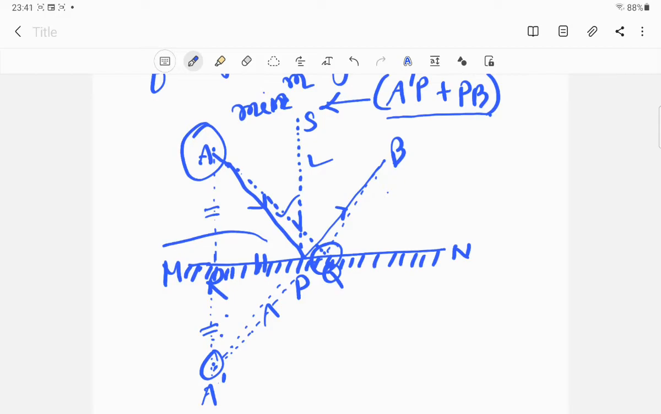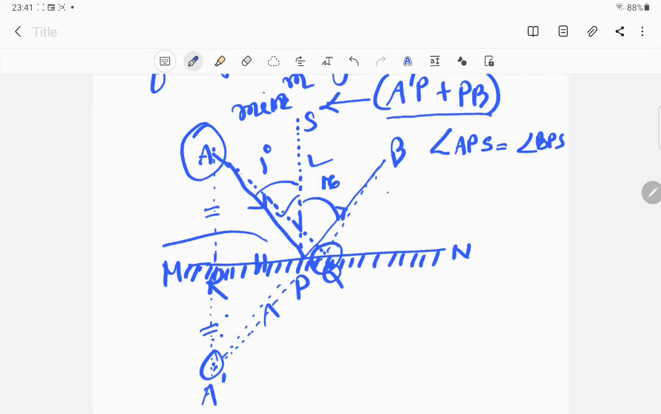Now next thing is that we need to prove that angle of incidence is equal to angle of reflection. That is the law of reflection. Now if I consider the point P, then what happens? This is the angle and this is the angle. This is the angle of incidence, this is the angle of reflection. So we need to prove that angle APS is equal to angle BPS.